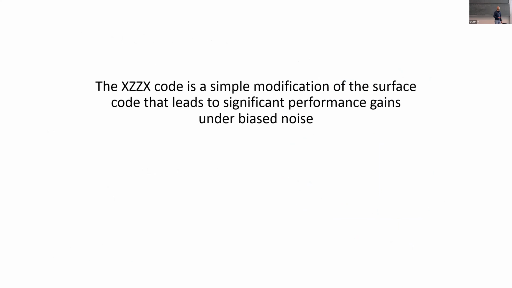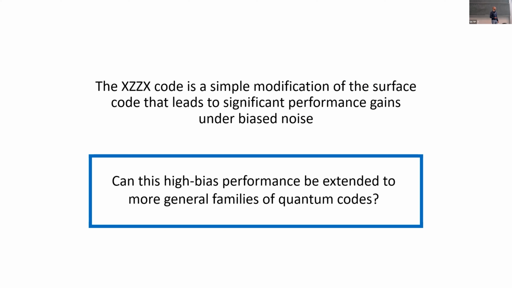Okay, so yeah, the overall question that we wanted to answer in this talk was, given that we can increase the performance so drastically with the surface code by creating the XZZX code, can we do a similar thing for more general families of quantum codes?